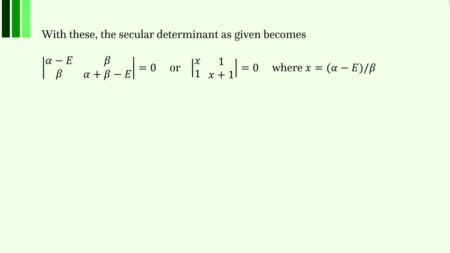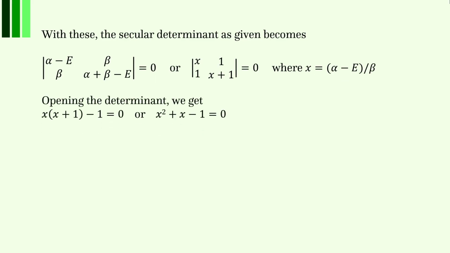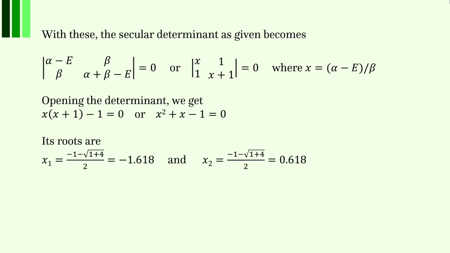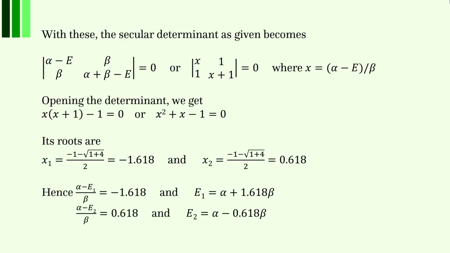The secular determinant for the 2 by 2 order comes out to alpha minus E, beta, and alpha plus beta minus E. If you solve this for the energy, you get simple equations that give certain solutions. There are two roots, x1 equal to minus 1.618 and x2 equal to 0.618, and because alpha minus E upon beta is equal to x, we have two solutions of energy: alpha plus 1.618 beta and alpha minus 0.618 beta.